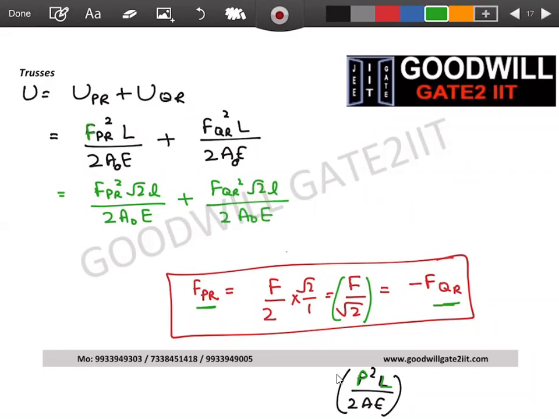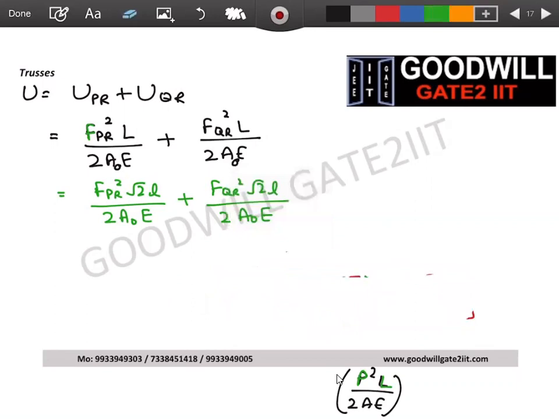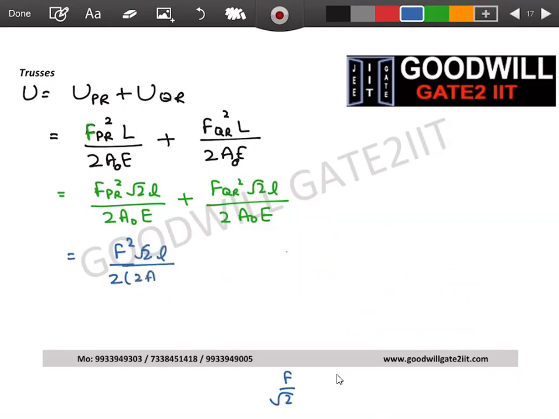Now, forces we have already calculated. It came out to be F by root 2, positive and negative. But luckily we have a square here, so everything is fine. Plus or minus won't change my solution. So when you substitute it here, don't forget, your force was F by root 2. Square of it will be F square by 2. This already has root 2L and 2A naught E, plus this is again F square by 2, with root 2L and 2A naught E. And this is my strain energy.